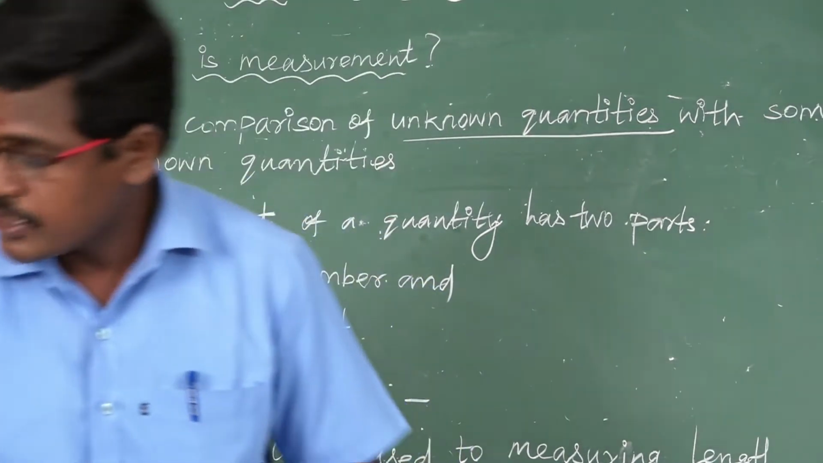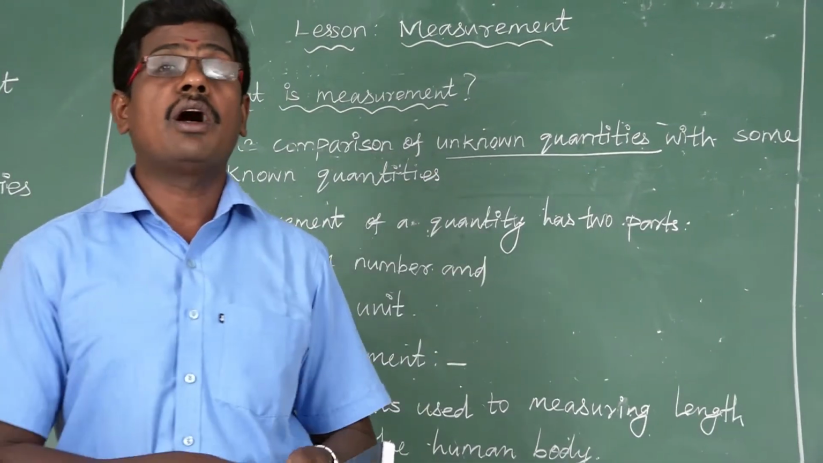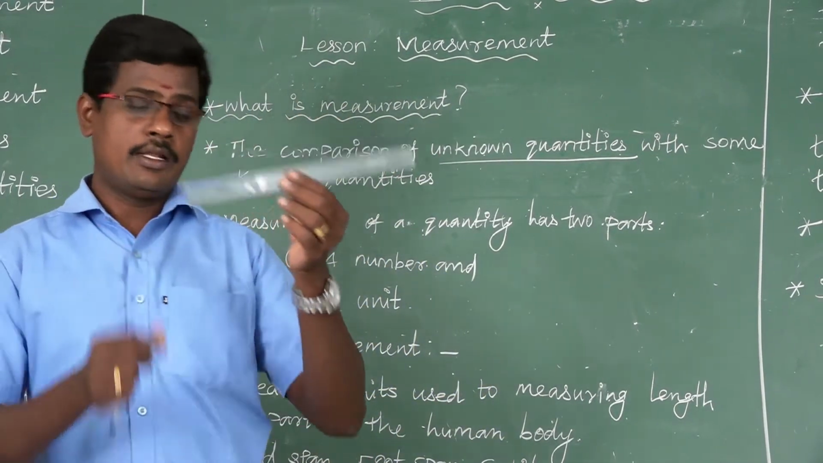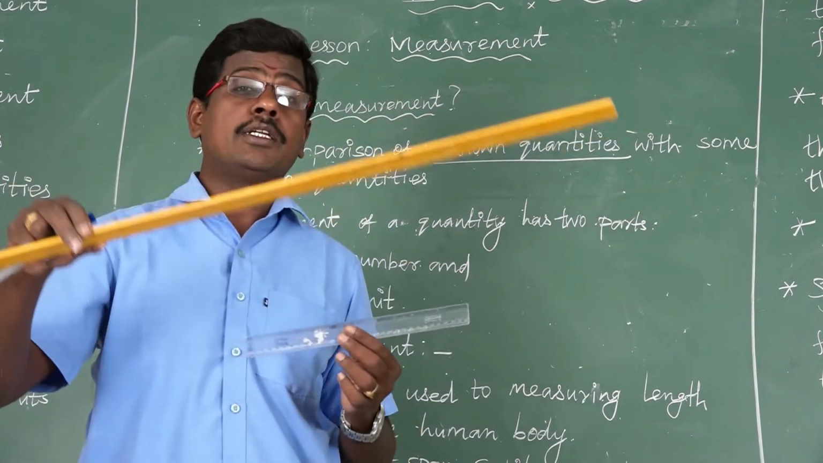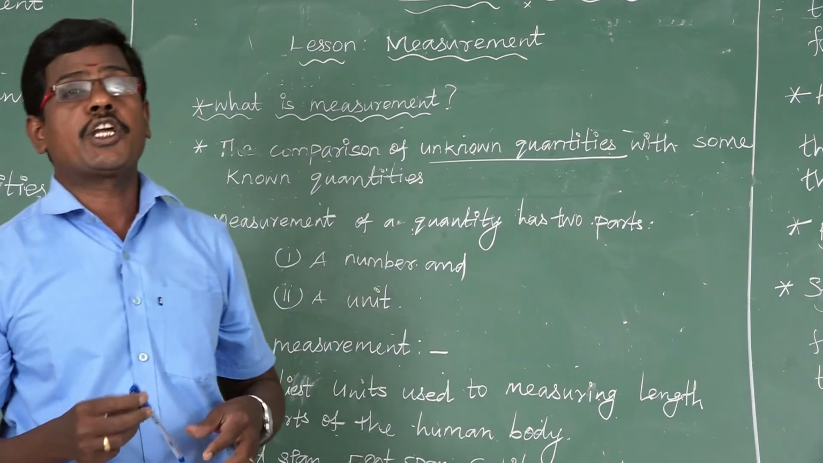Unknown quantities, for example, a textbook, pencil, pen, etc. Known quantities, for example, a ruler, meter scale, tape, etc. This comparison is called a measurement.